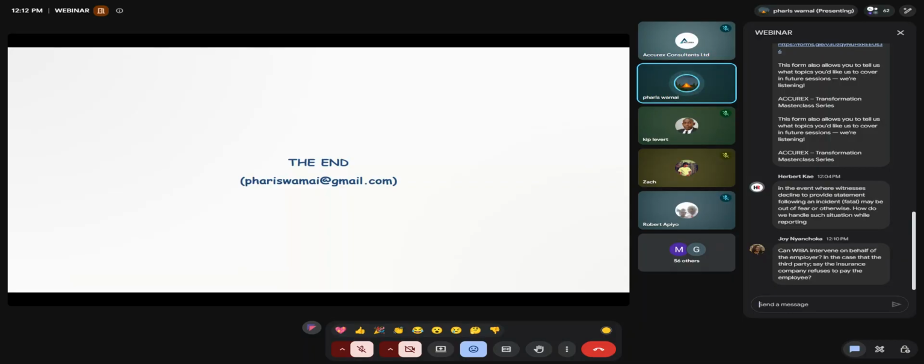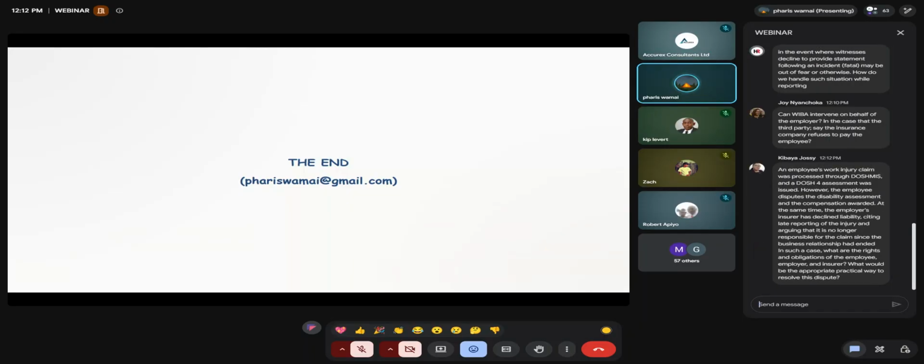Can WIBA intervene on behalf of an employer in case the third party, say the insurance company, refuses to pay the employee? So the moment... okay, I think there's just a small confusion. WIBA is provided by an insurance company.